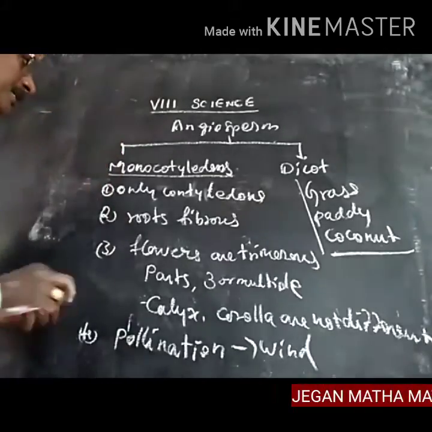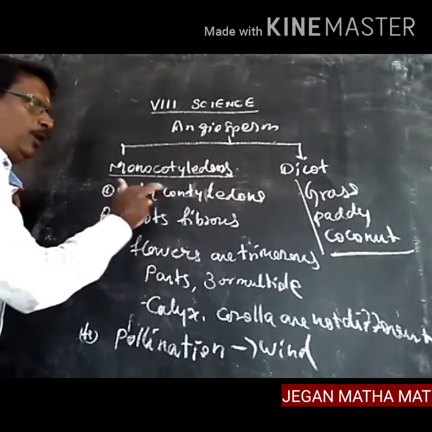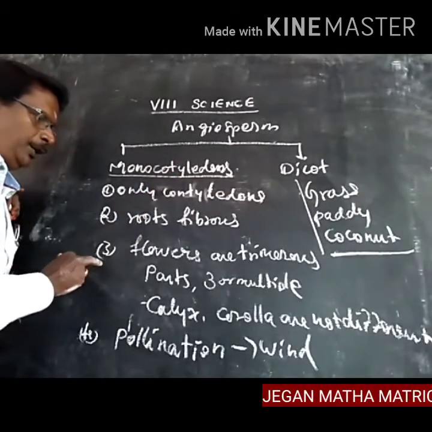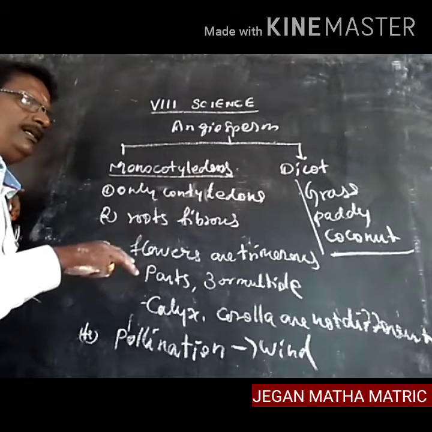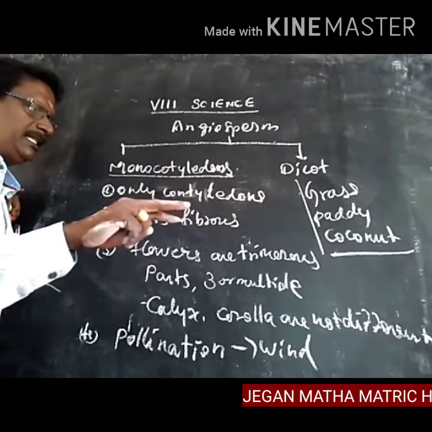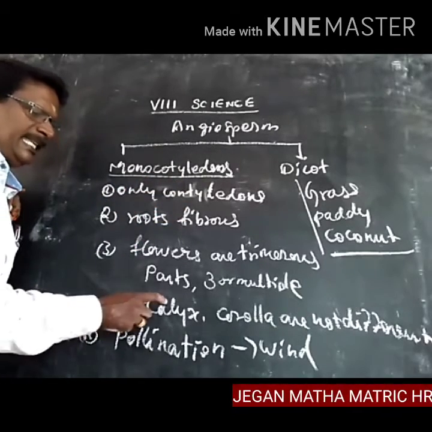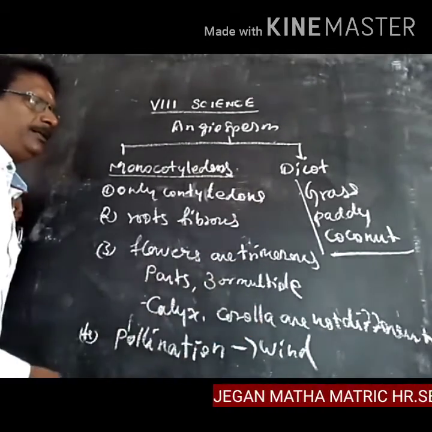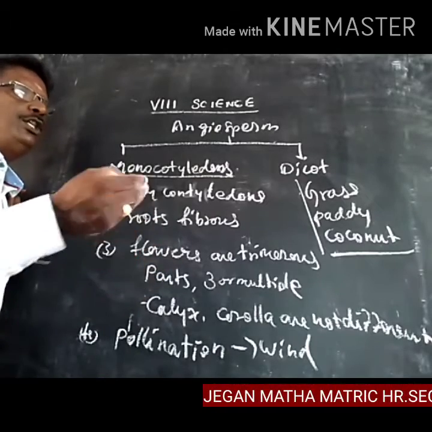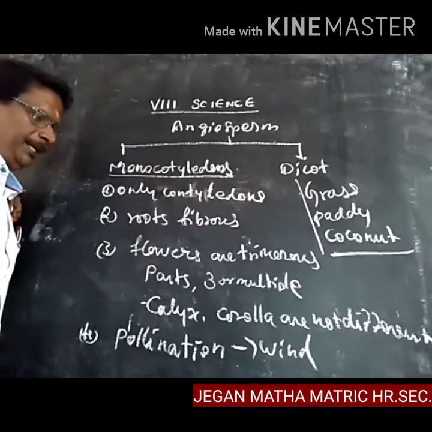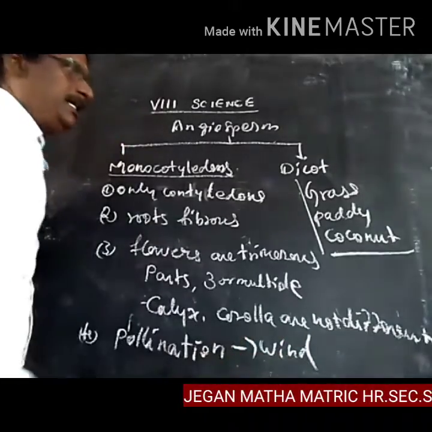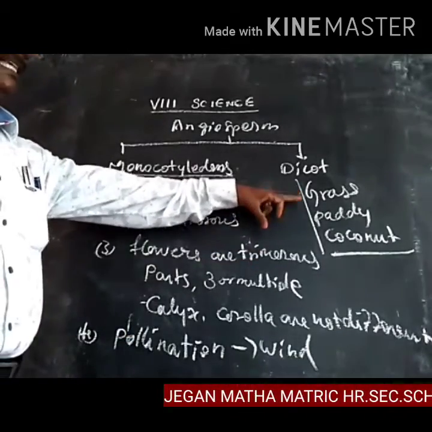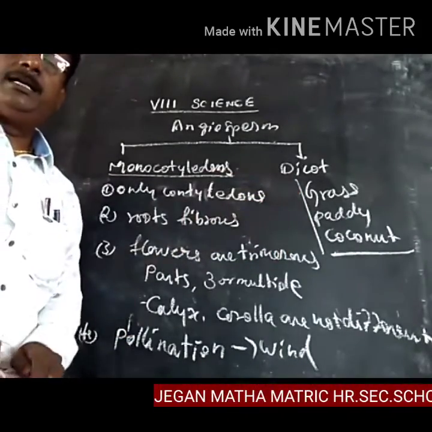So monocot means the seed consists of only one cotyledon. The roots are a fibrous root system. The flowers are trimerous, with flower parts in 3 or multiples of 3. The calyx and corolla are not differentiated. Pollination is by wind, the transfer of pollen grain from anther to stigma. It is called an anemophilous flower. Examples: grass, paddy, and coconut.